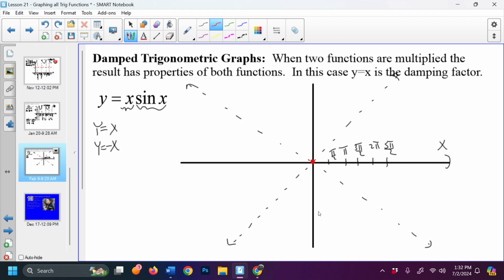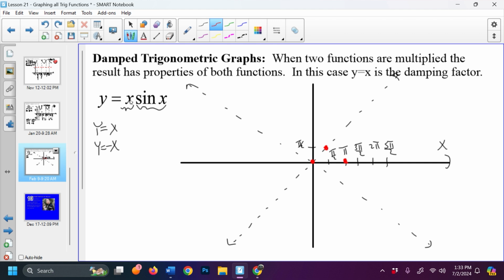All right? At pi over 2, when x is pi over 2, I get pi over 2. The sine of pi over 2 is 1. 1 times pi over 2 is pi over 2. So this point, this red point, is at pi over 2, pi over 2. Then when x is pi, I get pi. The sine of pi is 0. 0 times pi is 0. So at this point, I'll be back down to 0.